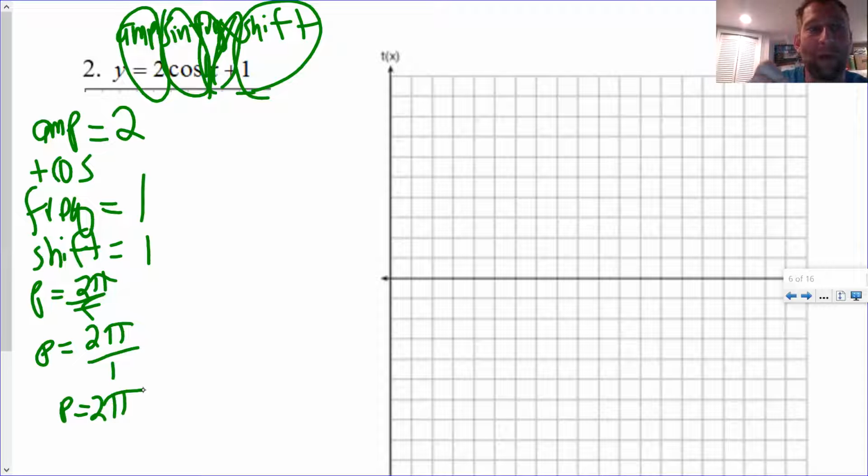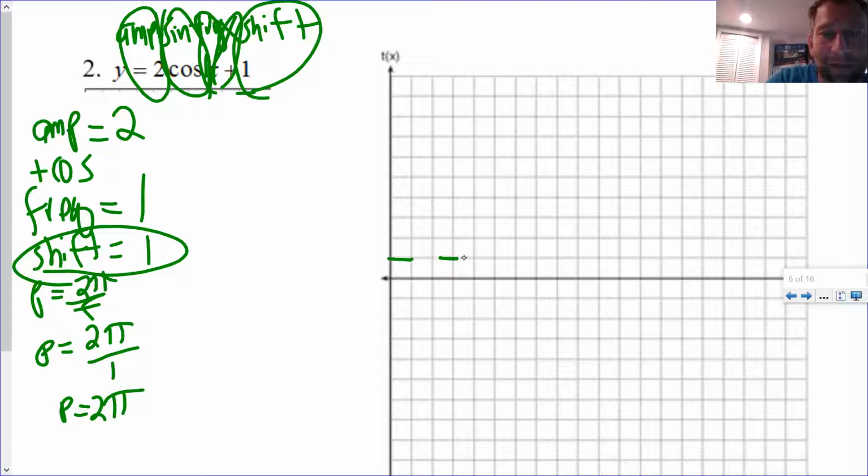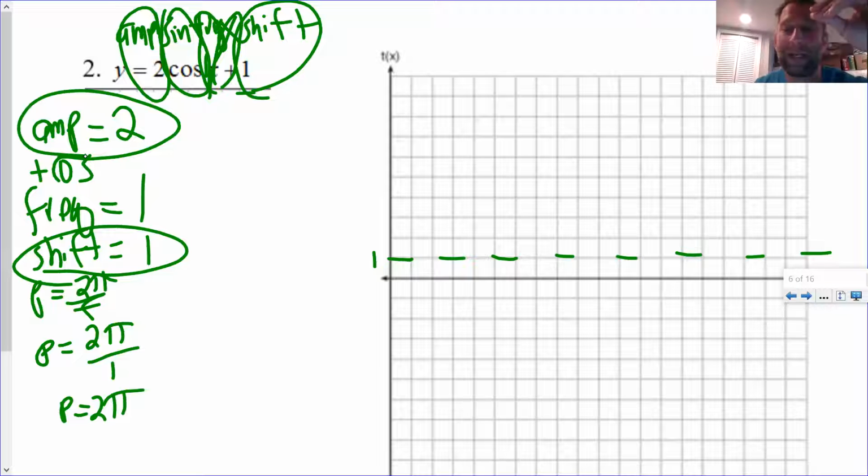So now on my y-axis, I sketch in my midline. Again, shift is the midline. There's my midline. Now my amp is 2. So again, I know I keep on saying it, the amplitude is the distance from the midline to the max, the midline to the min. So if the amplitude is 2 from the midline, I'm going up 2 and down 2. So that's up 2 to +3, down 2 to -1.